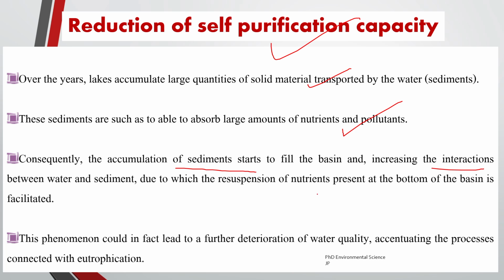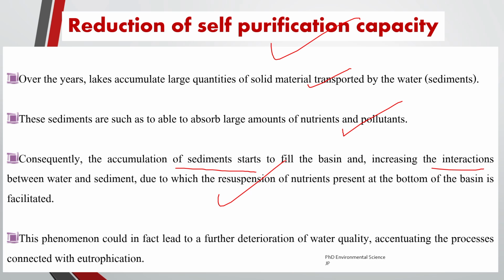Physical disturbances such as wind action, water currents, or human activities can resuspend the sediments, releasing the absorbed nutrients and pollutants back into the water column. Now, when these sediments are resuspended, the nutrients they contain are released back into the water, posing risks to the aquatic ecosystem and human health.